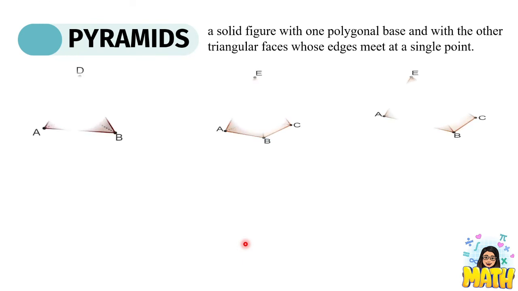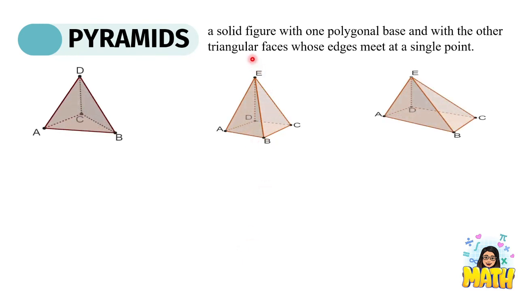Now let's proceed to pyramids. These are solid figures with one polygonal base and with the other triangular faces whose edges meet at a single point. We can see that we only have one base, which are polygons, and yung ibang faces niya, which are lateral faces, are triangles in shape, and the edges meet at a single point at the top.